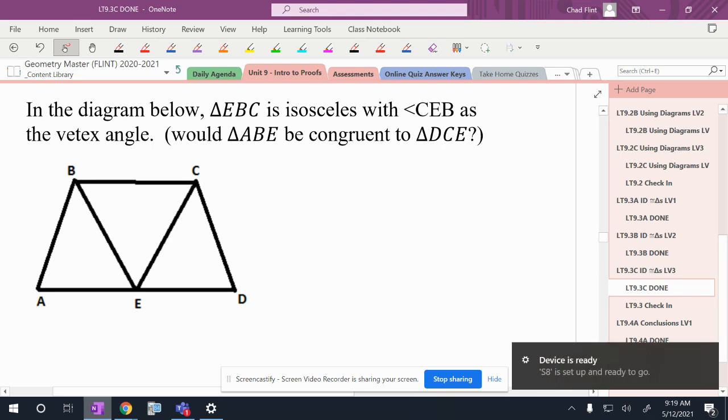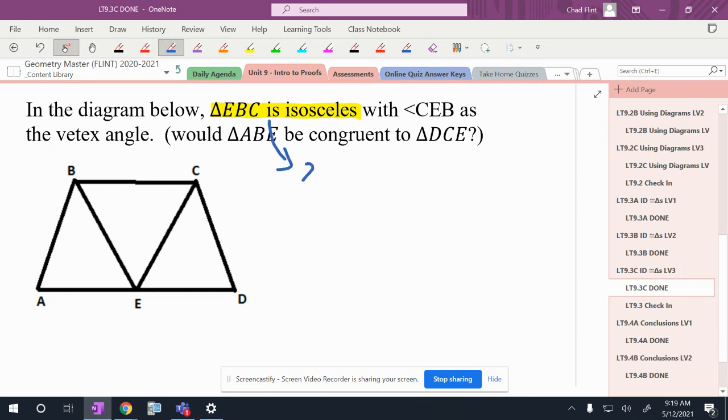So what do we have going on here? We have an isosceles triangle. So EBC is isosceles. That means there's two equal legs. And in a different color, there's two equal base angles. So that's what I have going on there. There's nothing else happening, so that's all I've got.